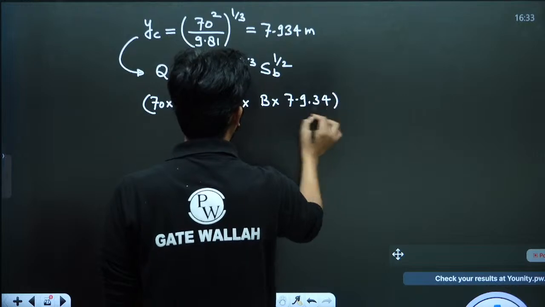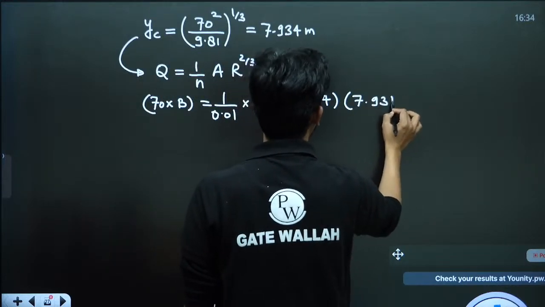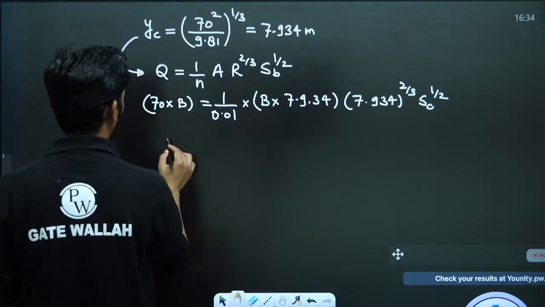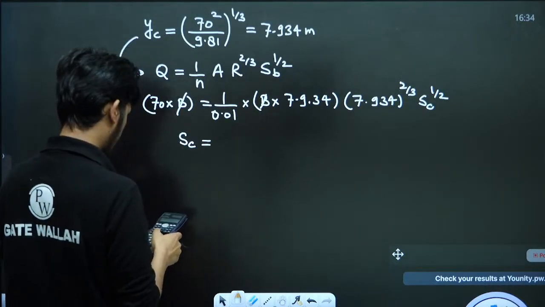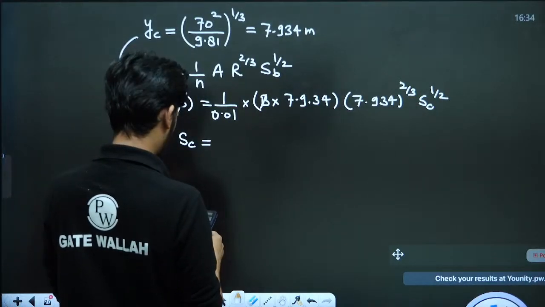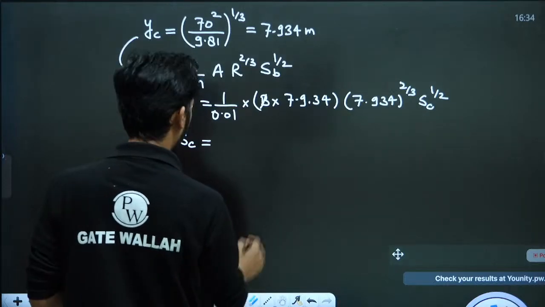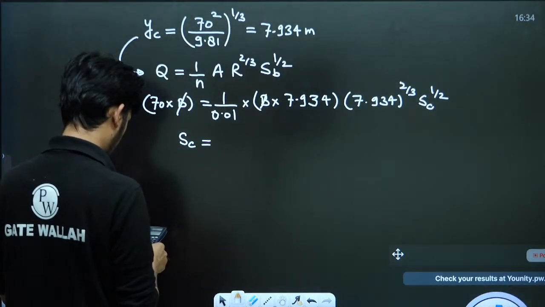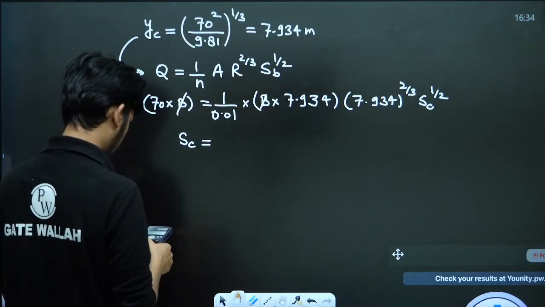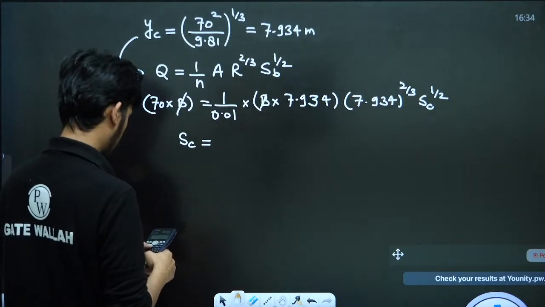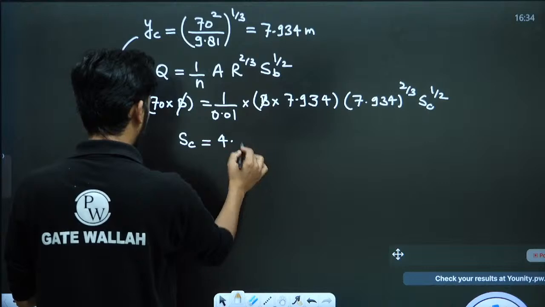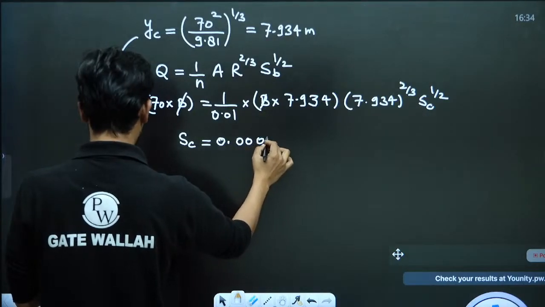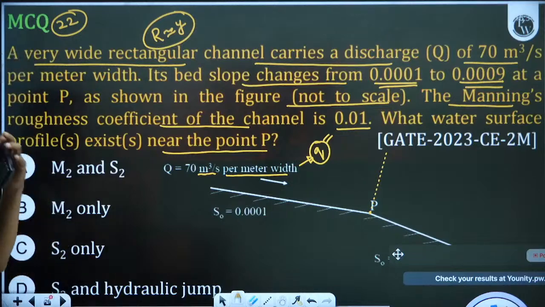At critical, when the flow is critical, because it is a very wide rectangular channel, we can write R equal to Y, to the power 2 by 3. SB will be the critical slope because we have put Y equal to YC, so SB will be SC. From here, this B and B will cancel out. We'll calculate SC. So critical slope is 0.0001.